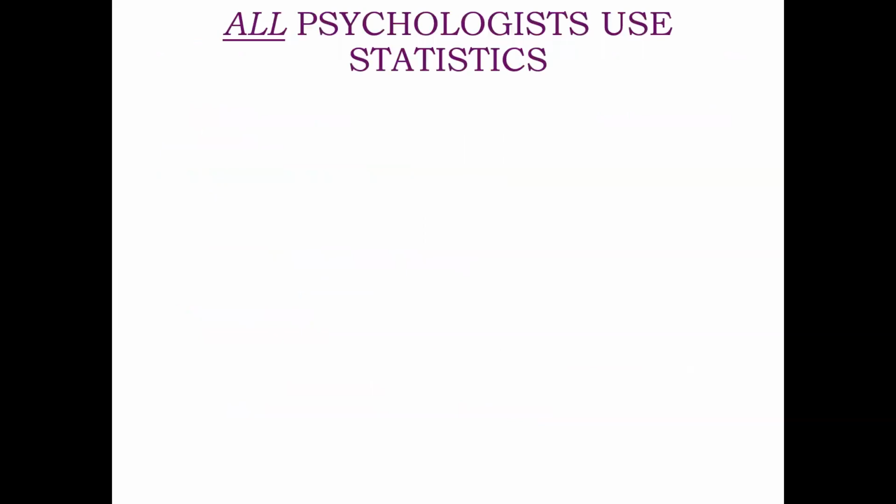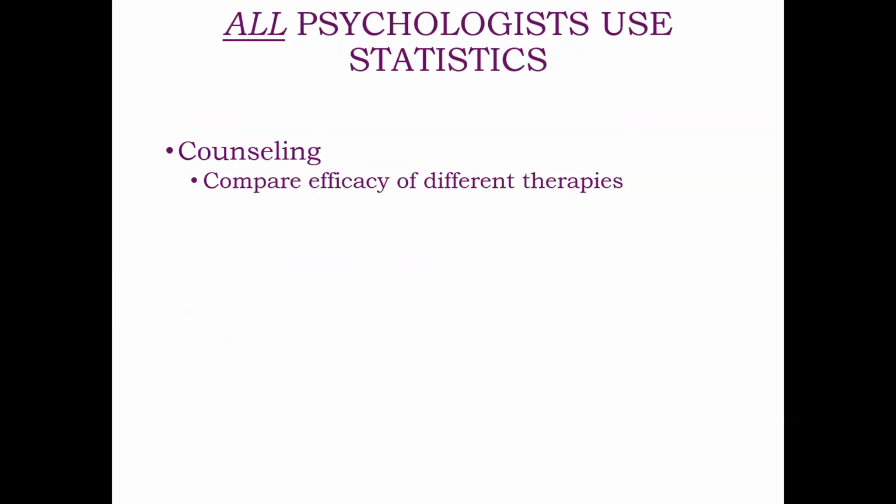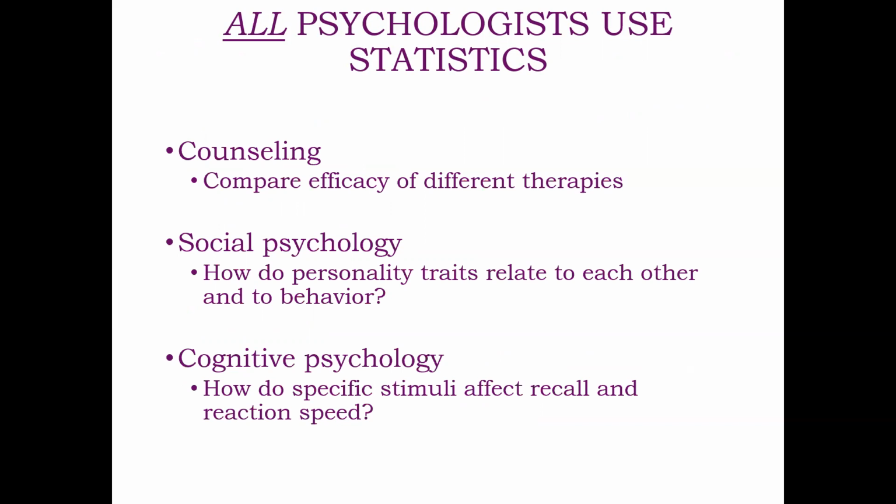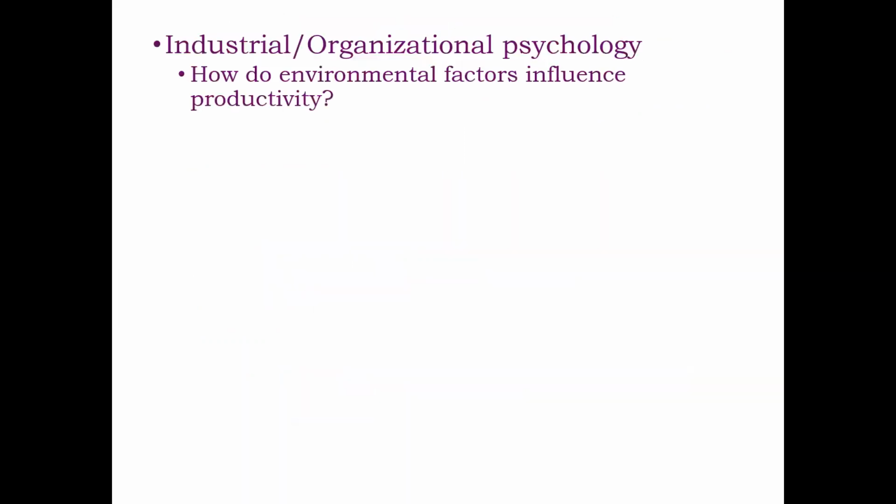So all psychologists use statistics. Counseling and clinical psychologists will use them to compare efficacy of different therapies. Social psychologists might study how personality traits relate to behavior and to each other. We might study all sorts of intergroup relationships, and so forth. Cognitive psychologists study how the mind works, so how specific stimuli affect recall and reaction speed, for example. Industrial and organizational psychologists are really focused on the workplace and trying to figure out what makes workers happier and more productive and so forth.